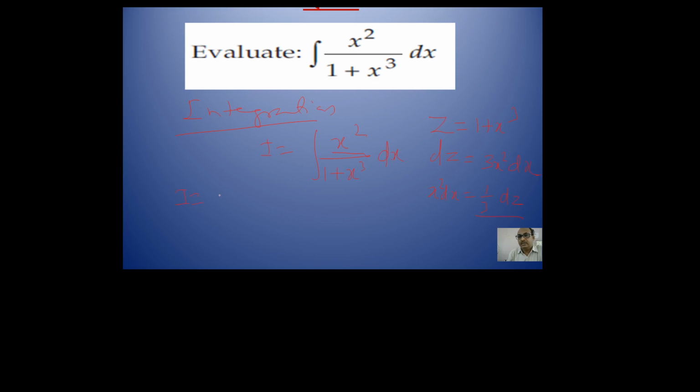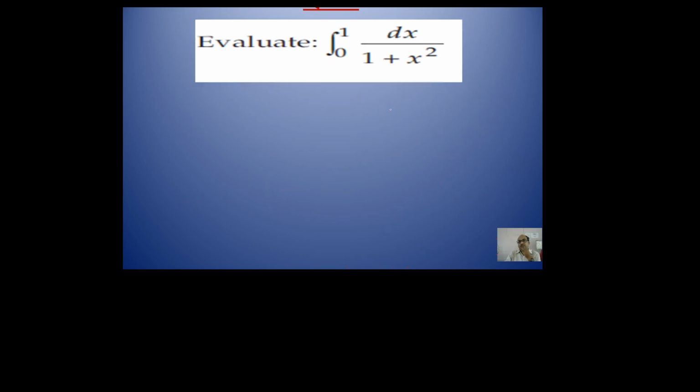Okay, so our integration will become now 1 by 3 dz by z. Okay, because z is equal to 1 plus x cube. So this one will be given to us as 1 by 3 log z plus c integration. So 1 by 3, now putting back the value of z as 1 plus x cube. So 1 plus x cube plus c will be our answer. Okay, so the integration of this particular expression, whatever it is given, is 1 by 3 log 1 plus x cube plus c. Okay, right.